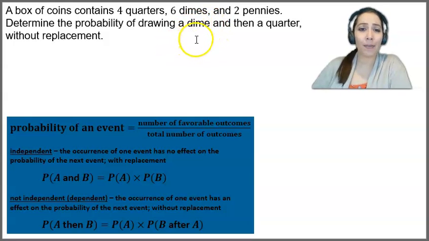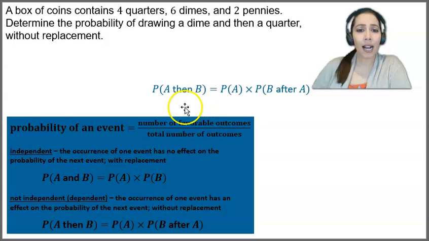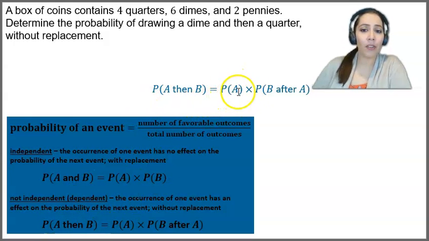If I pull a dime out of this bag and then I don't put the dime back in for the second event, when I pull that quarter during the second event, I have one less coin in the bag. Therefore, the probability of the second event, pulling the quarter, is affected by the probability of the first event, pulling a dime. So when I look at my formula, I know that the probability of A then B is equal to the probability of A times the probability of B after you have found the probability of A.